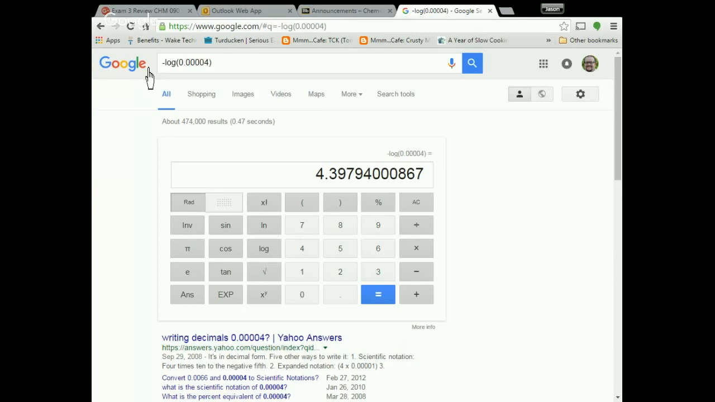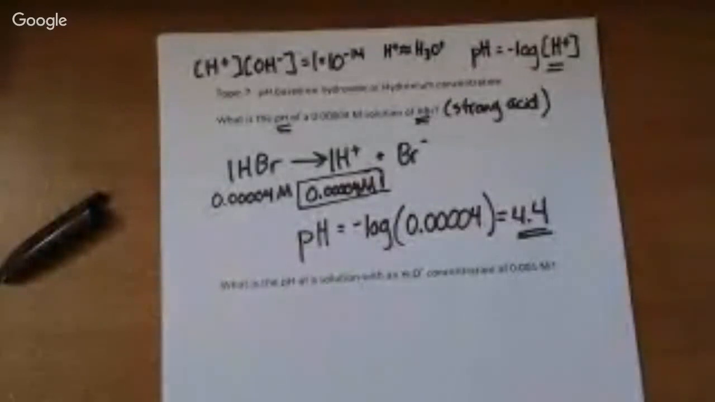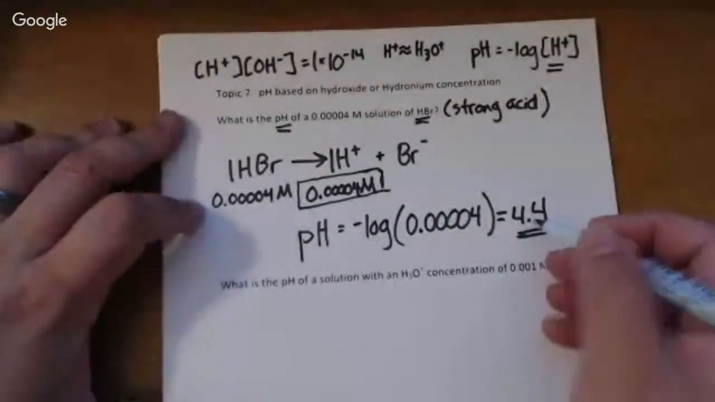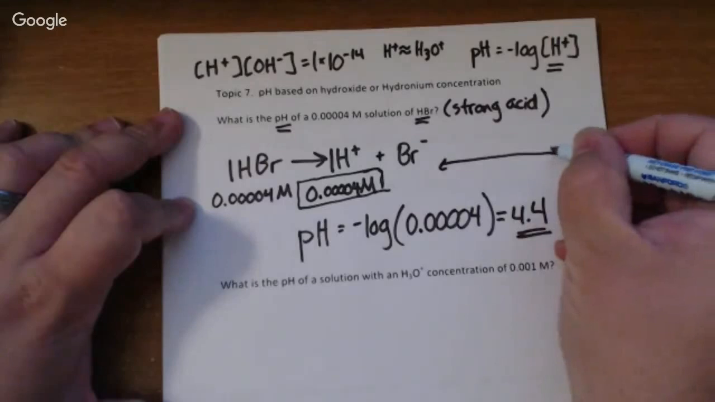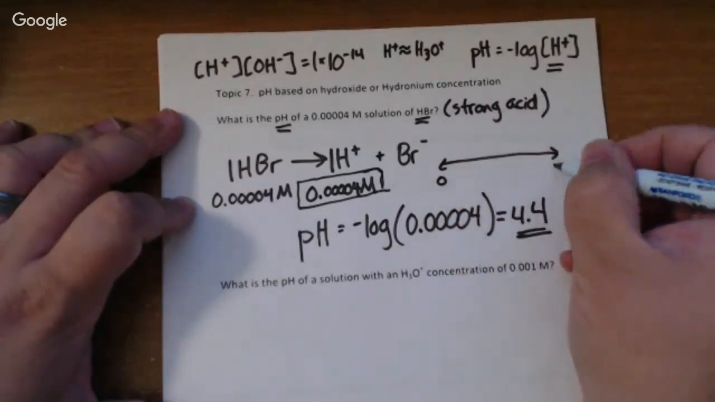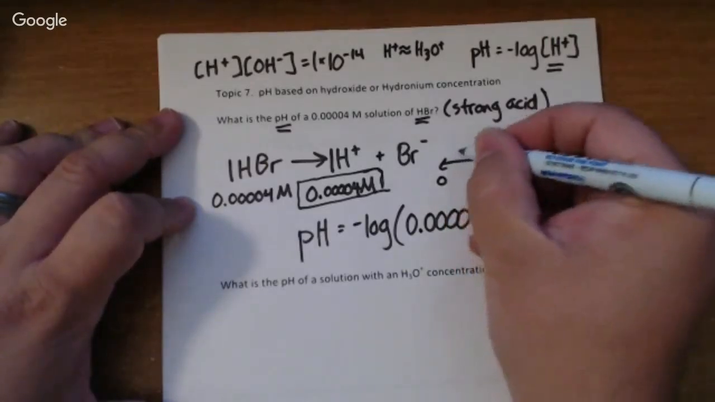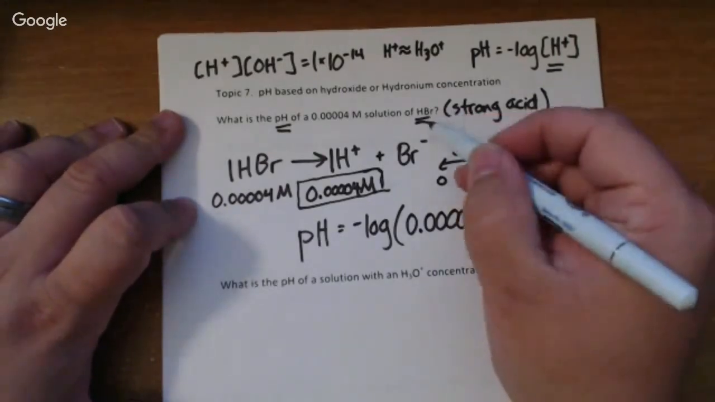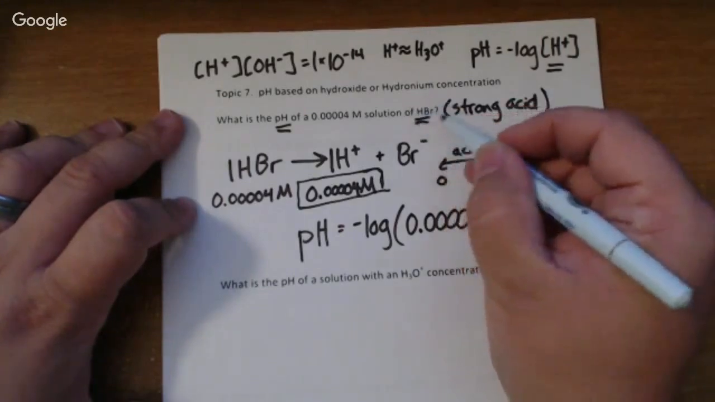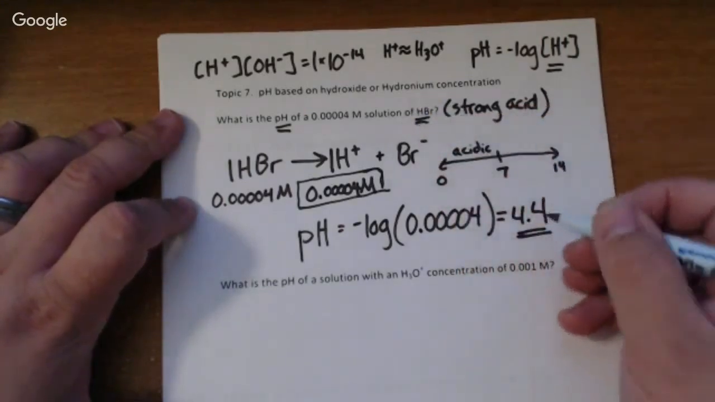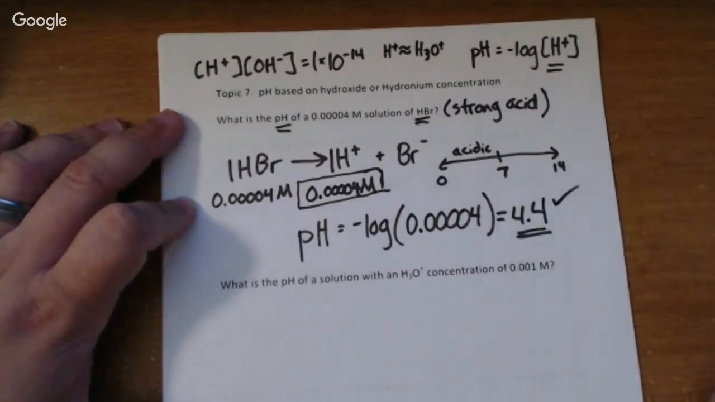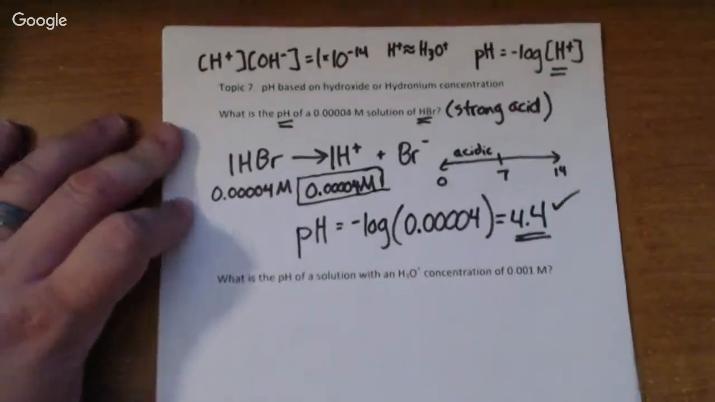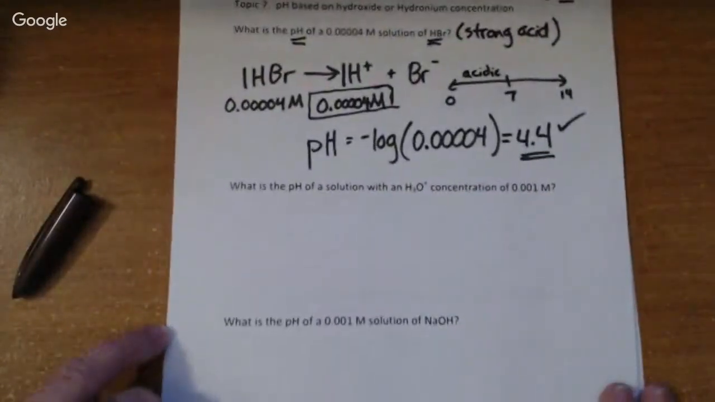Now let's make sure this makes sense. Let's flip back over to our paper. My pH is 4.4. Thinking back to the pH scale, 0 to 14, 7 was in the middle. Anything from 0 to 7 was acidic, so this falls in the acidic range, and I was calculating the pH for an acidic solution. So this is right where it should be, being an acid solution. Remember, stop me at any time if you have any questions on where any of this comes from.